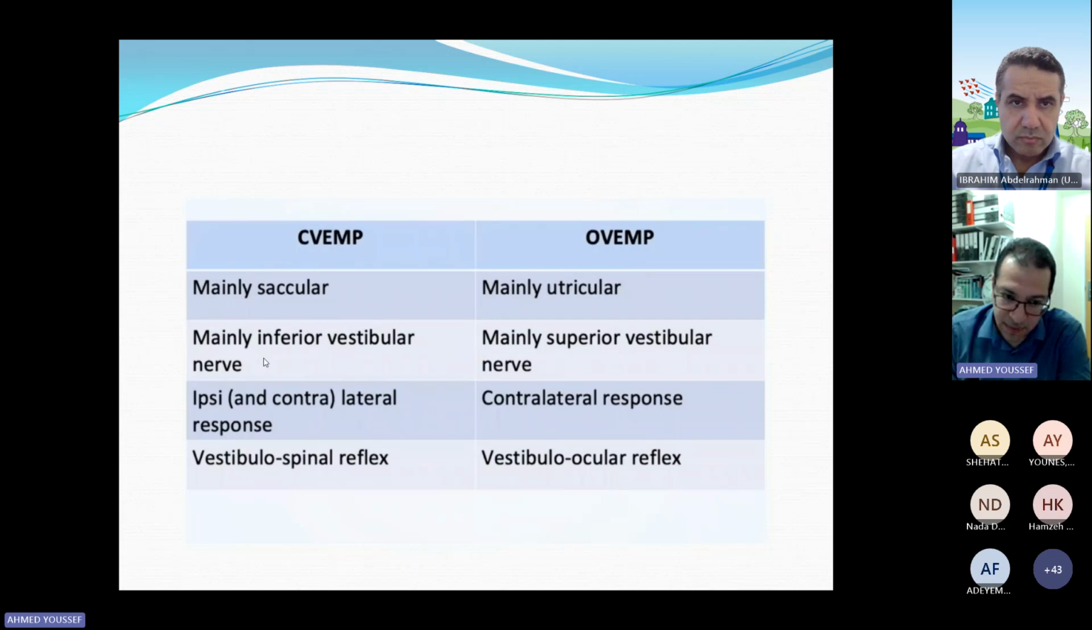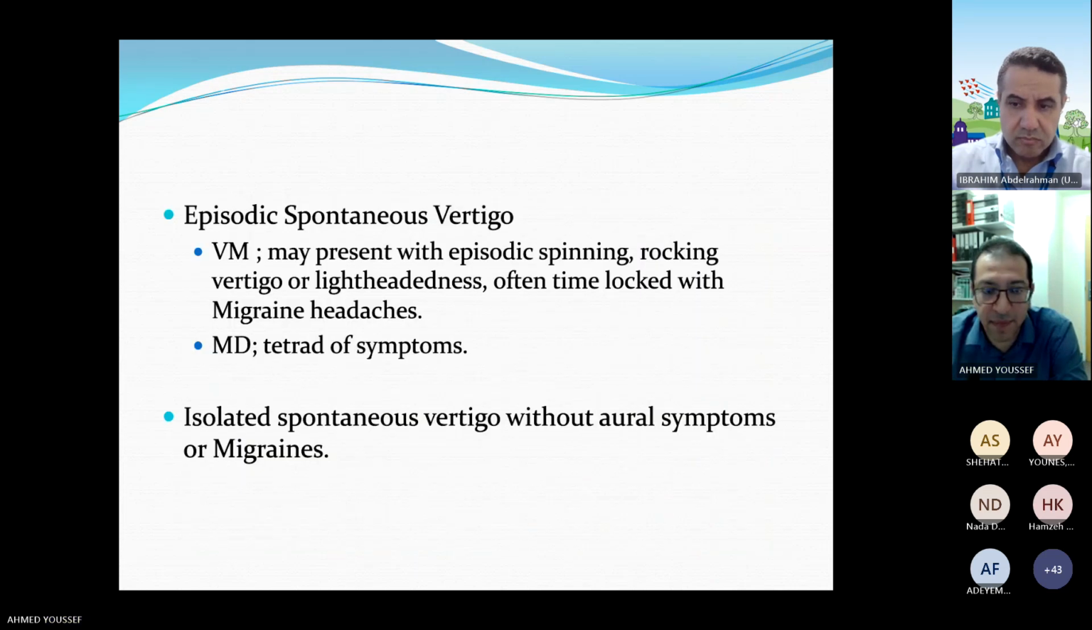Also, the CVEMP tests the inferior vestibular nerve. The OVEMP tests the superior vestibular nerve. The CVEMP is ipsilateral, so it is the ipsilateral sternomastoid. The OVEMP is contralateral responses, and this relies on the vestibulospinal reflex, and the other one is on the vestibulo-ocular reflex.